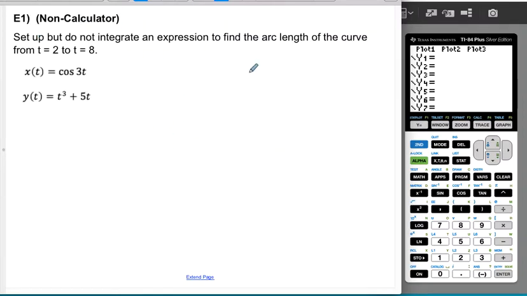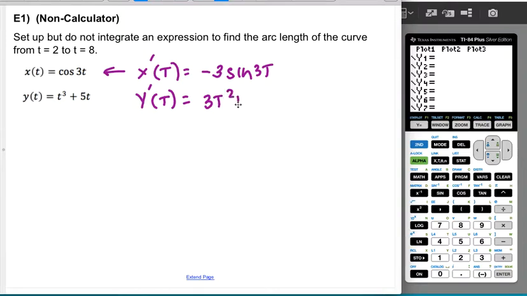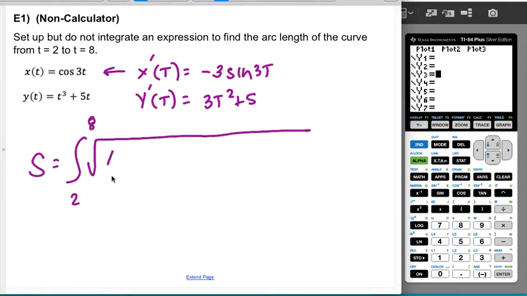Non-calculator: set up but do not integrate an expression to find the arc length of the curve from t is 2 to t is 8. So I need two things. I need x prime of t, which is the derivative of cosine of 3t, a negative sine of 3t times the 3 from the inside, because of the chain rule. And I need y prime of t, which is 3t squared plus 5. So my arc length, s, is the integral from 2 to 8 of the square root of negative 3 sine of 3t quantity squared plus 3t squared plus 5 quantity squared with respect to t.